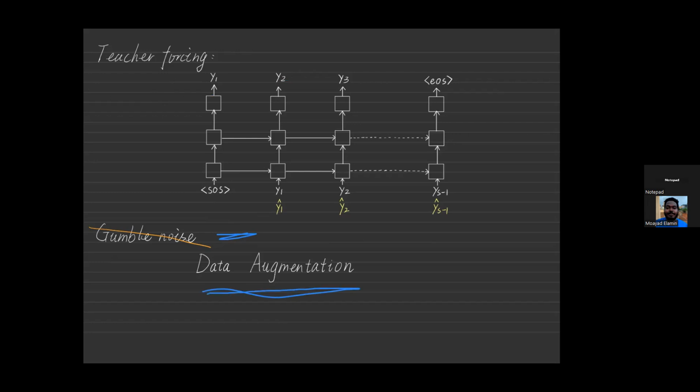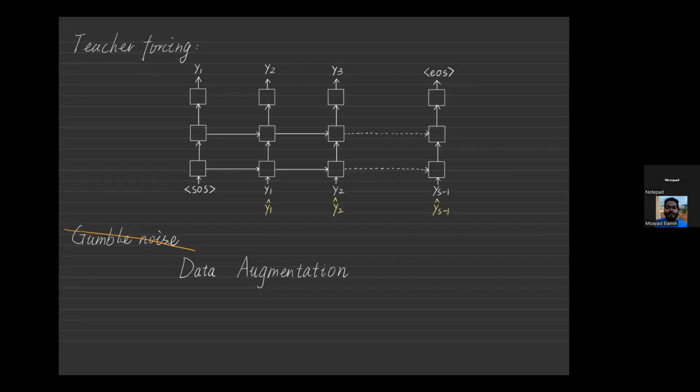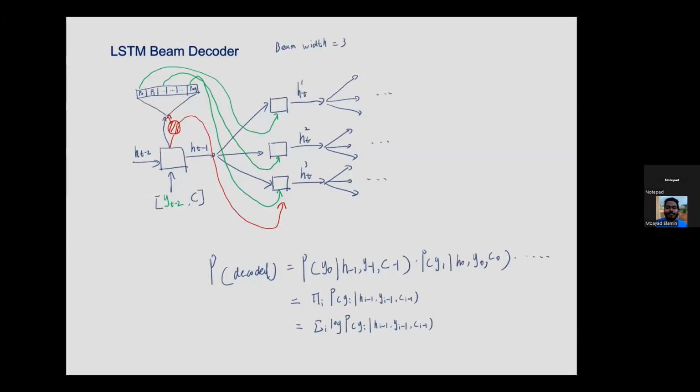Data augmentation: you can try time masking, frequency masking, and normalization. These are standard data techniques that will give you a good boost in your Levenshtein distance. And the final thing that we would want to look into is beam search, LSTM beam search, which is different again from the way that we did it in Homework 3.